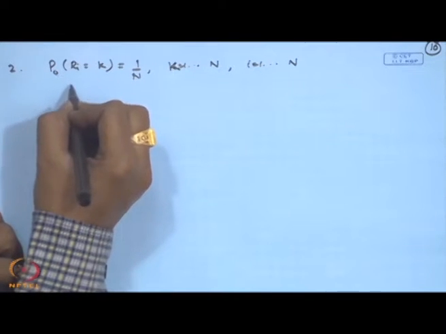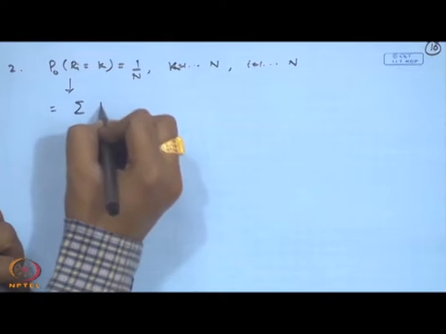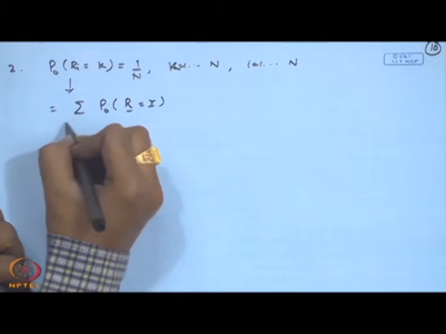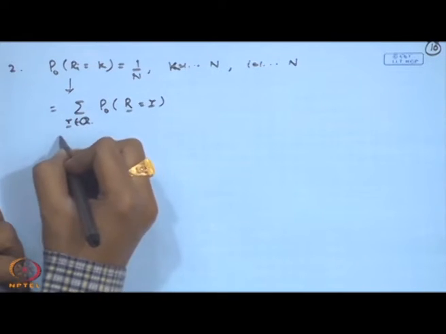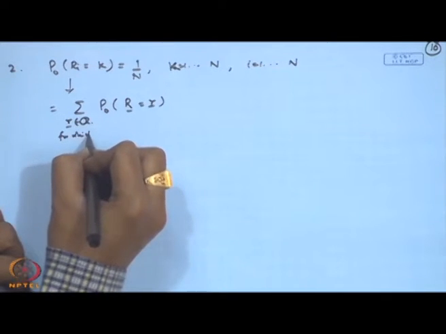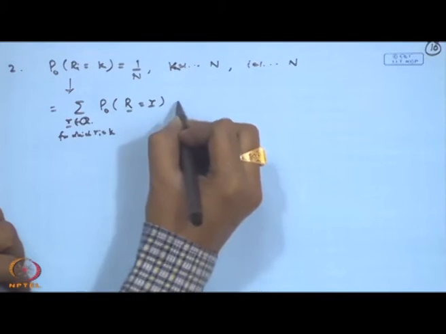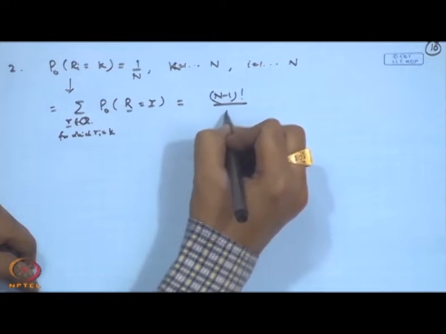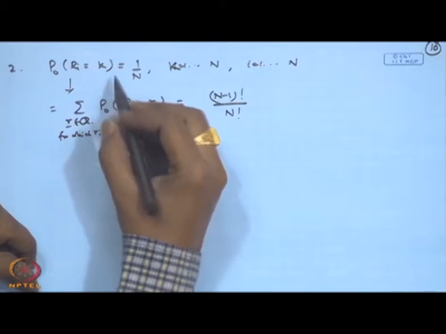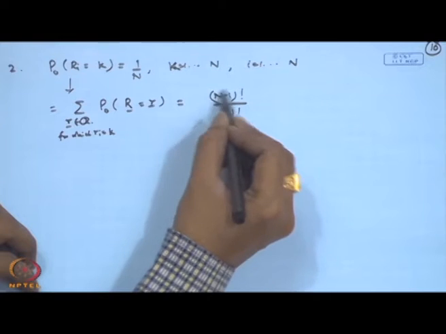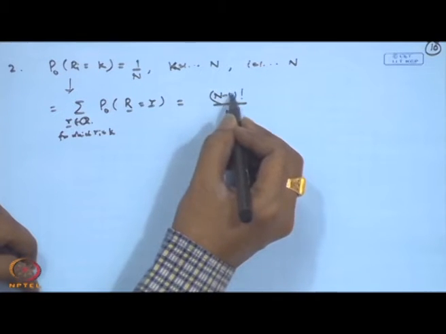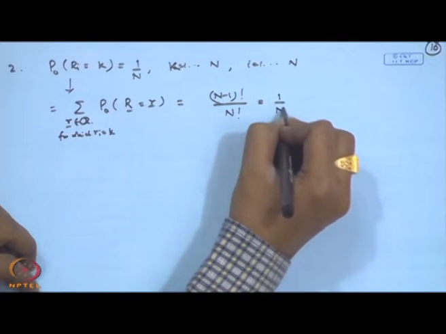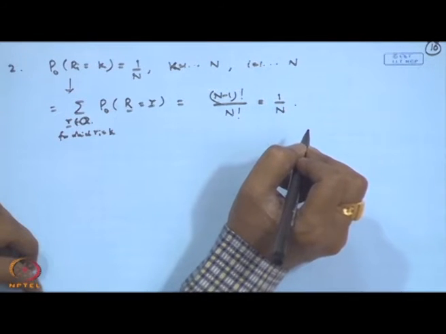See, how do we derive this? This is equal to the sum over R for which R_i is equal to k. So, how many such things will be there? It will be (n minus 1) factorial divided by n factorial, because one rank I am fixing for the ith one and the other n minus 1 positions will interchange, they can be permuted in (n minus 1) factorial ways. So, it is becoming simply equal to 1 by n.